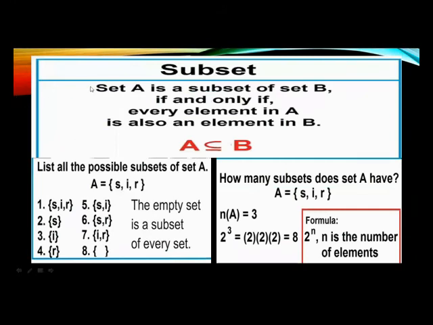Now the subset. Set A is a subset of B if every element in A is also an element in B. If we observe that all elements in set A are also elements of set B, then A is a subset of B.